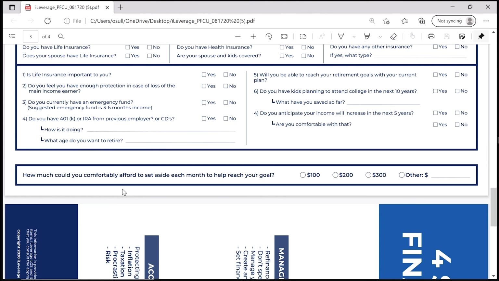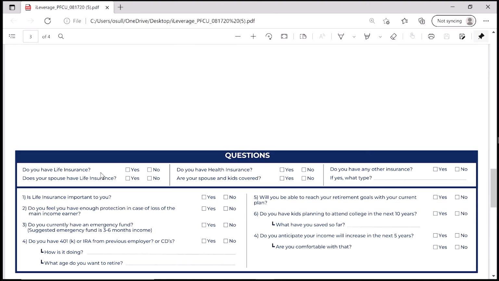This is what Jeff was alluding to earlier on the triplicate of choice. It's right here on your data collection form. Read this, right? How much could you comfortably afford to set aside each month to reach your goals? 100, 200, 300 a month, right? You said 150, 300, 500. Other, okay?